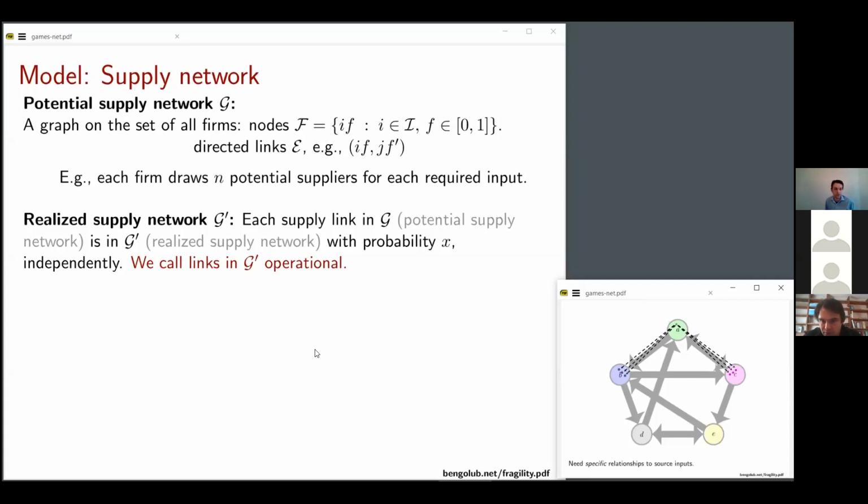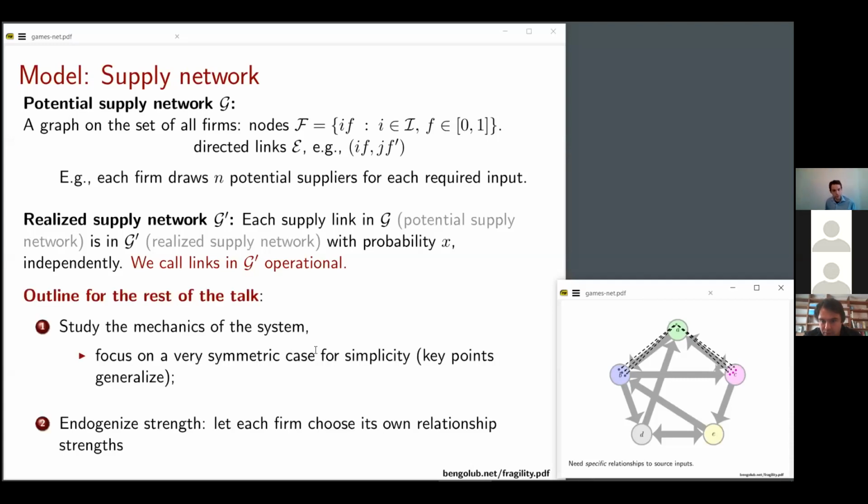They actually don't manage to do that. And so what we're going to do for the rest of the talk is study the mechanics of the system, basically asking who can produce in the economy and how much can be produced. Will the economy be capable of production at all? And then we're going to endogenize relationship strength and let each firm actually choose the probability that links work.